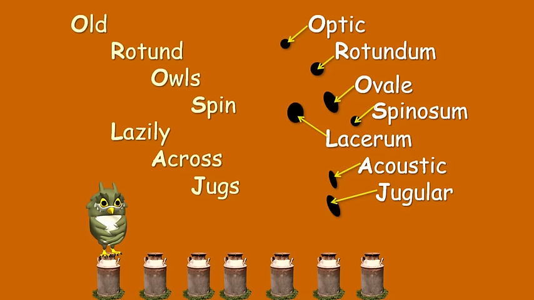And the old represents optic, rotund means rotundum, and we're starting to see that these words actually are more helpful than they first appear, because rotund is really the first part of the term rotundum. And even owls, the OW is very similar to the OV of ovale. In spin, well, that's the whole first part of spinosum. Lazily, well, that first syllable, lays or las, is similar to lacerum, the first syllable, las, of lacerum. And then the second one, the first syllable again, is very helpful. Ac in across is similar to ac in acoustic. And then lastly, that whole word, jugs, is very similar to the first syllable of jugular.